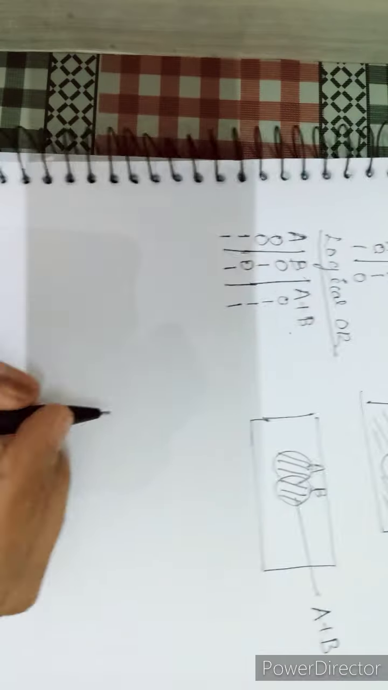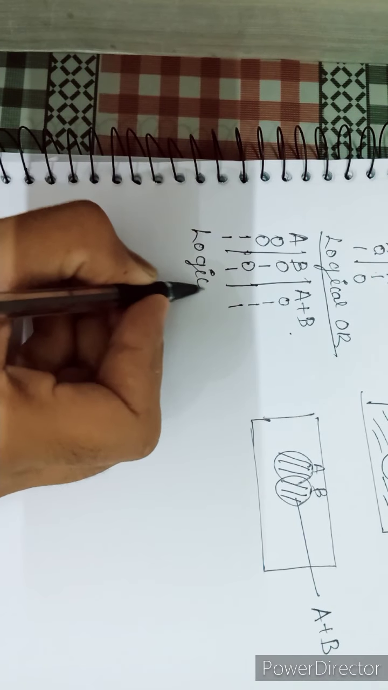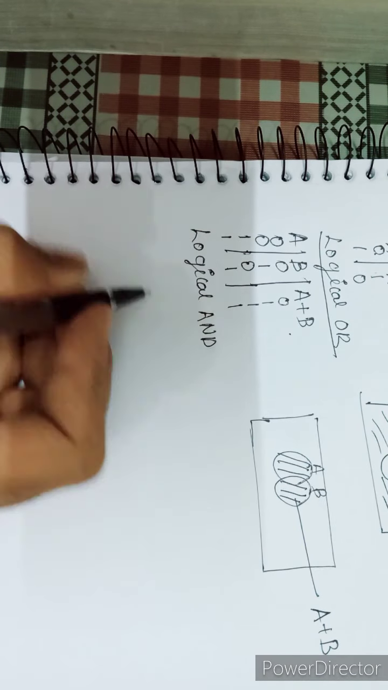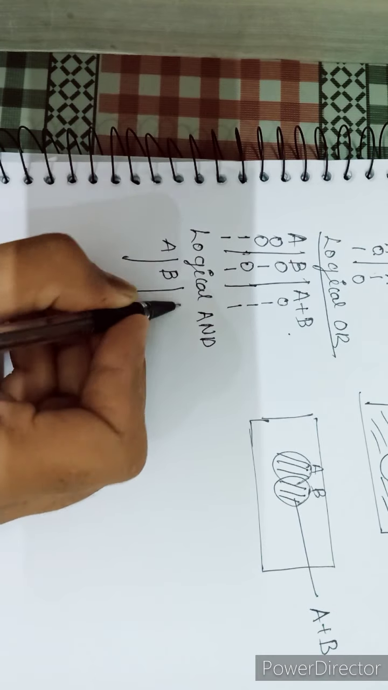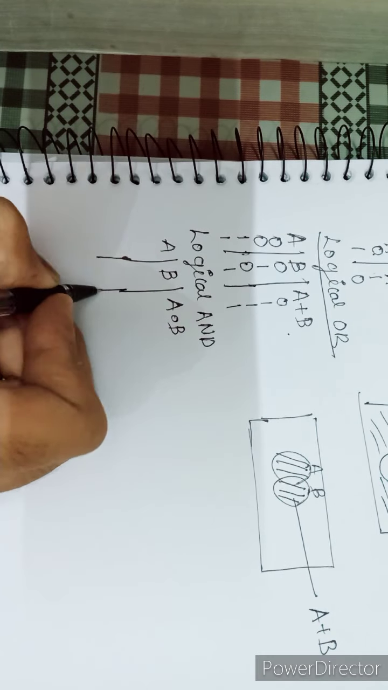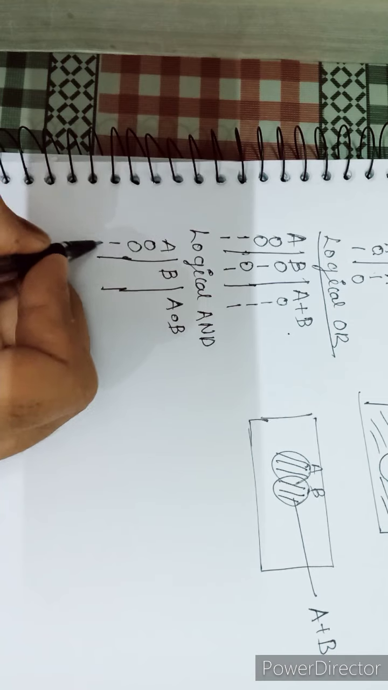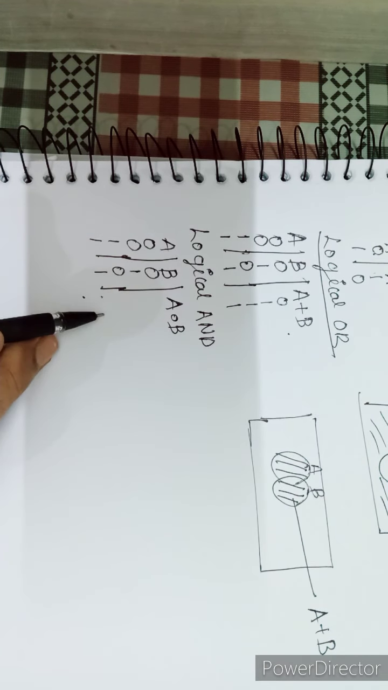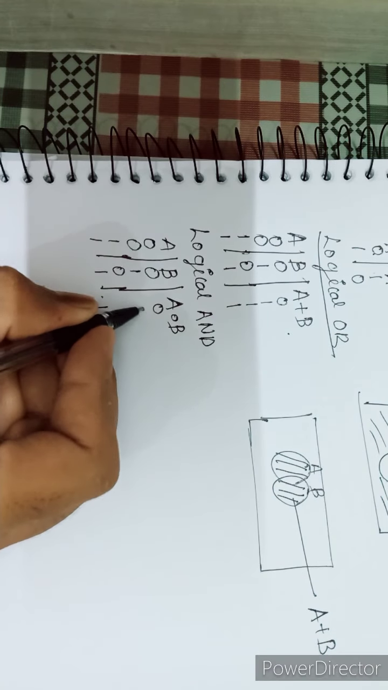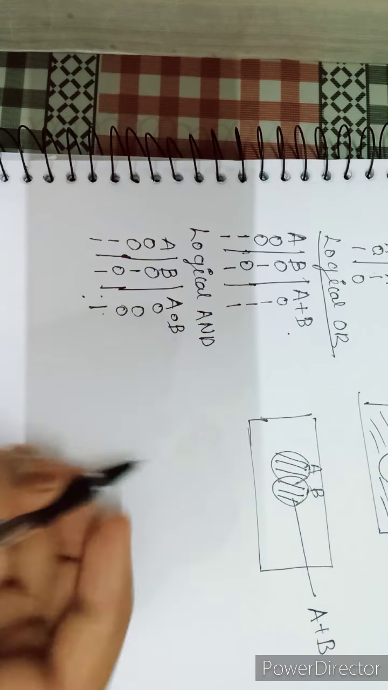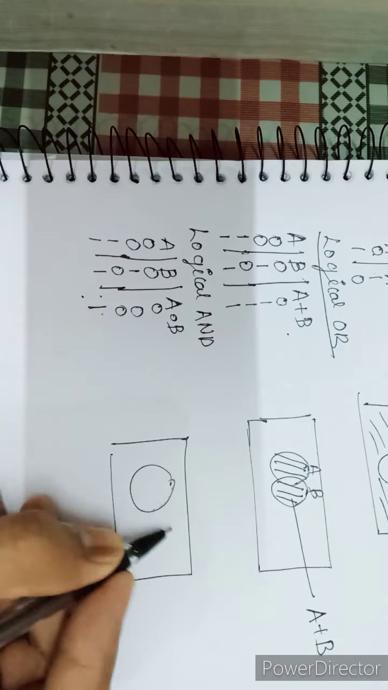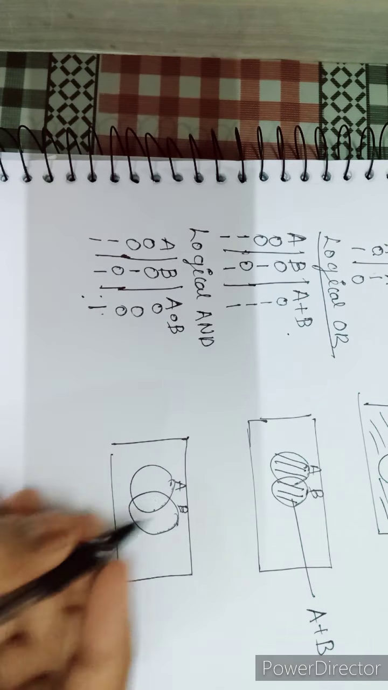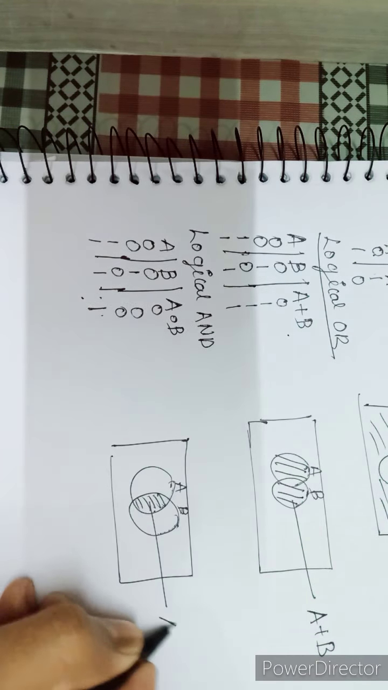Now we will see the logical AND operator. For A, B, it is represented by a dot. Logical AND is represented by a dot. With inputs 00, 01, 10, 11, we know that when both are 1, then it will give 1. So the outputs are 0, 0, 0, 1. The Venn diagram for A and B is this. So this is A dot B.